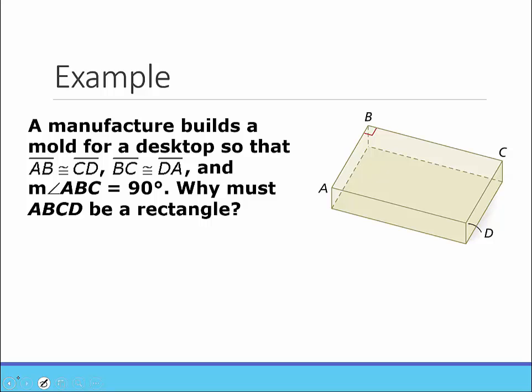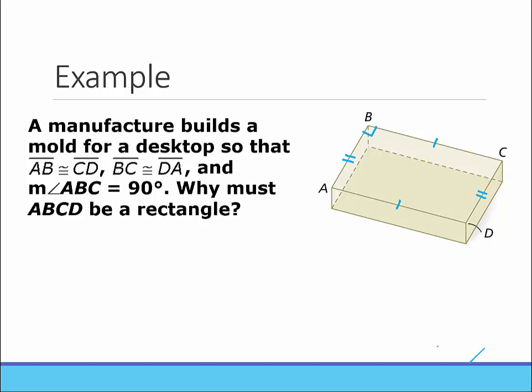Let's say a manufacturer builds a mold for a desktop so that AB is congruent to CD, so this side here is congruent to this side over here, and that BC is congruent to DA, this one and this one. And then they tell us that the measure of angle ABC is 90 degrees. Why must this be a rectangle?